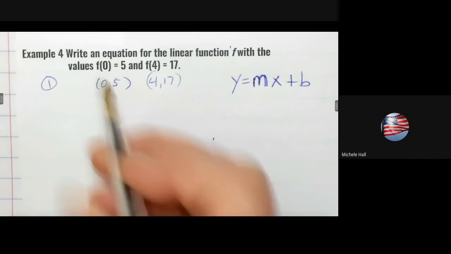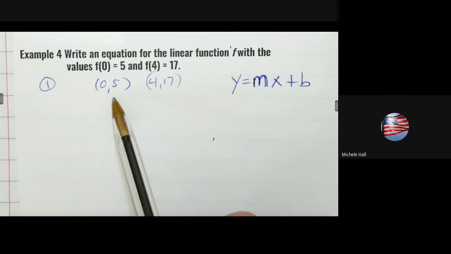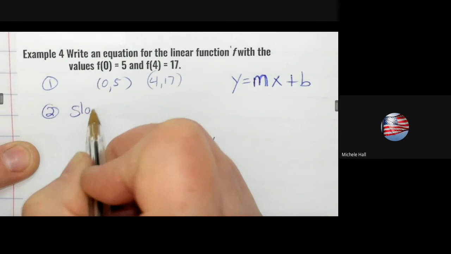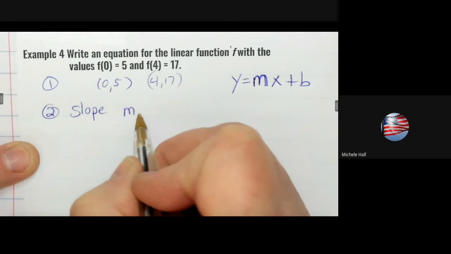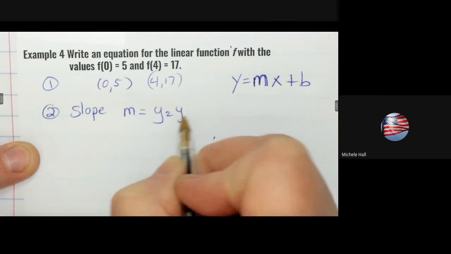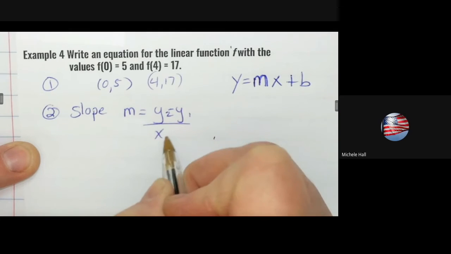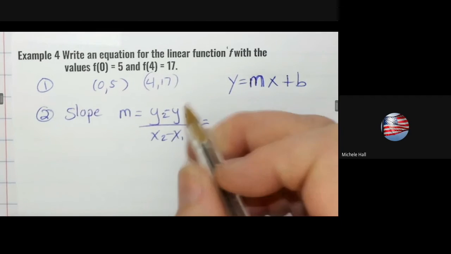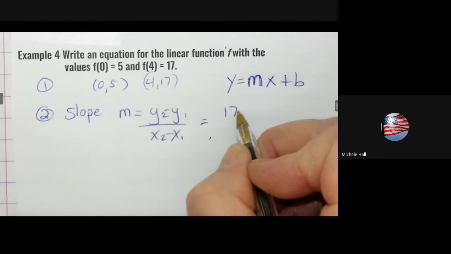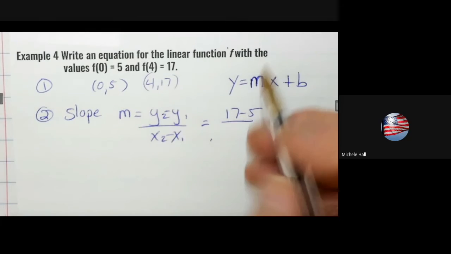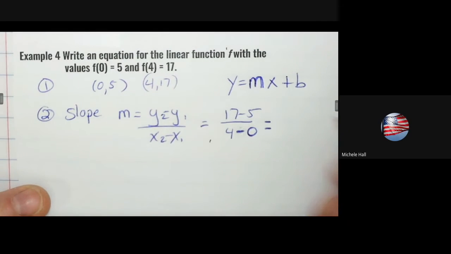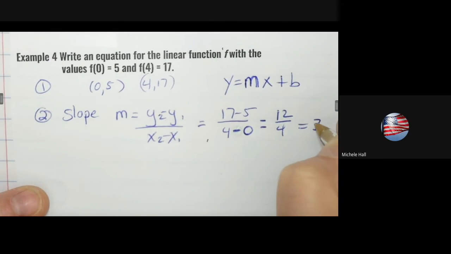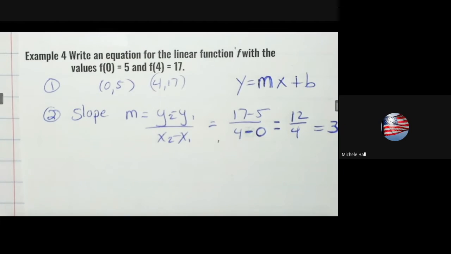So step 1 is to change your function notation into some coordinates. Step 2 is to find the slope. Subtracting our y values divided by the difference of our x values. So our slope is 17 minus 5 divided by 4 minus 0. We get 12 divided by 4, which equals 3. We found that our slope was 3.